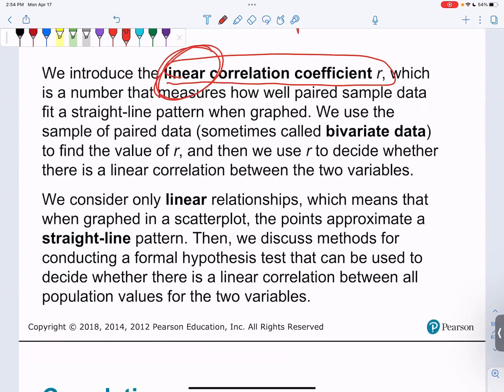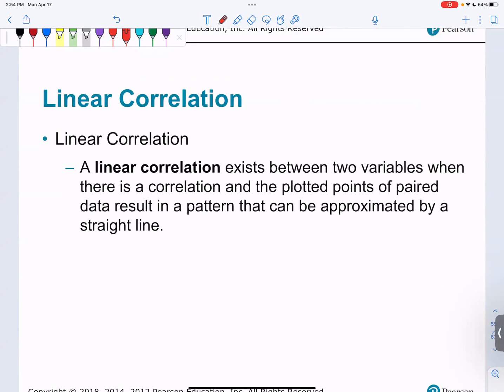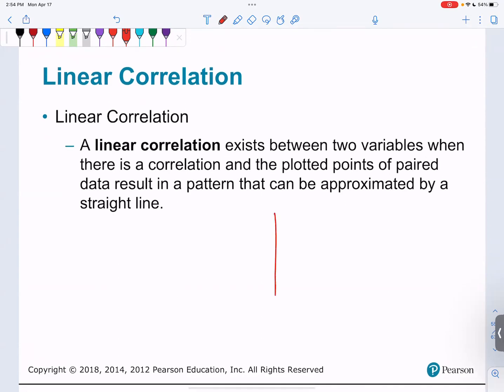So we will study just the linear relationship, which means that we can represent this relationship as a straight line. So if we have the scatter plot and we have our data like this, for example, then we can say that, okay, yes, this relationship is linear.